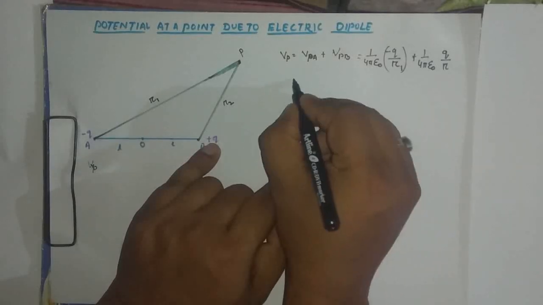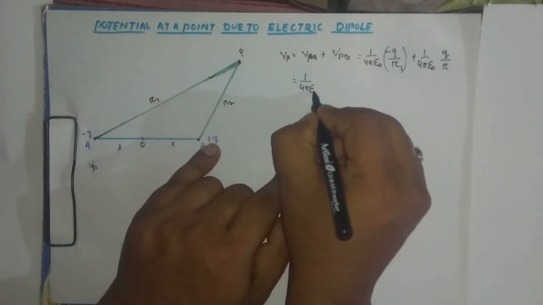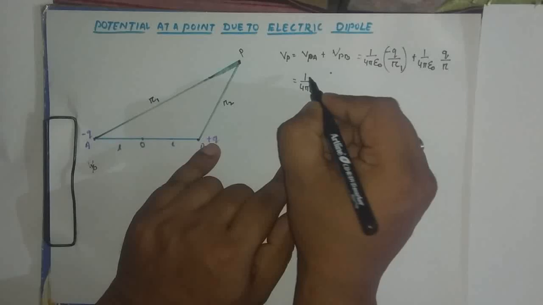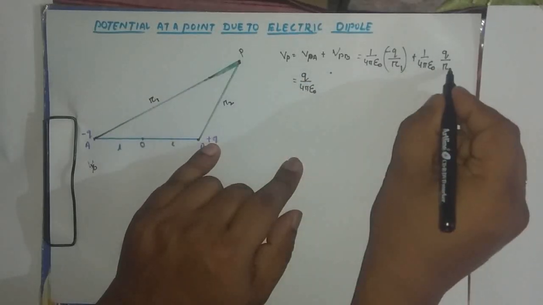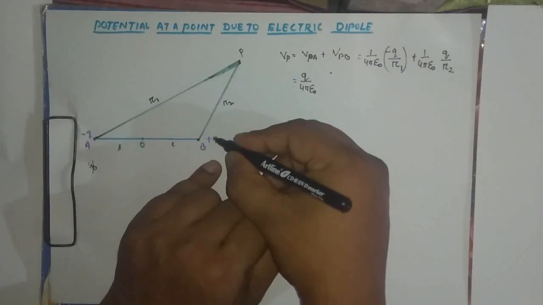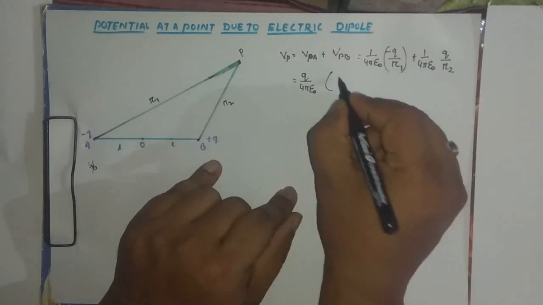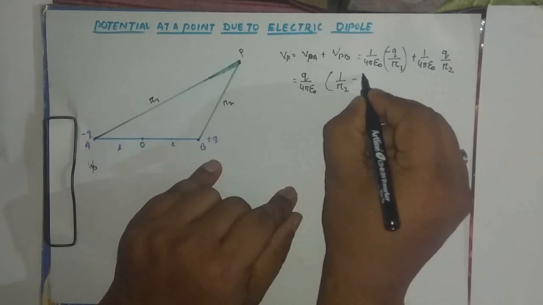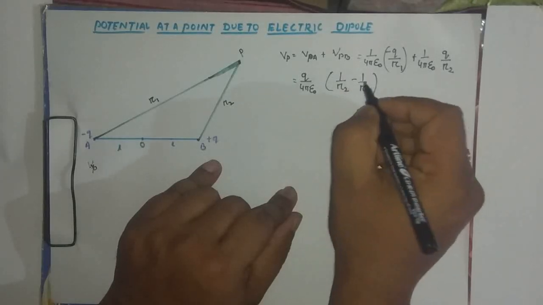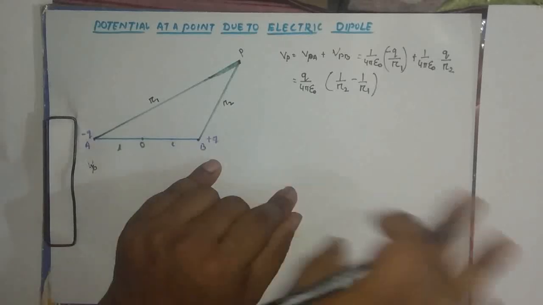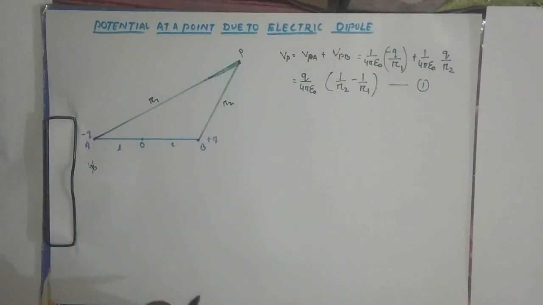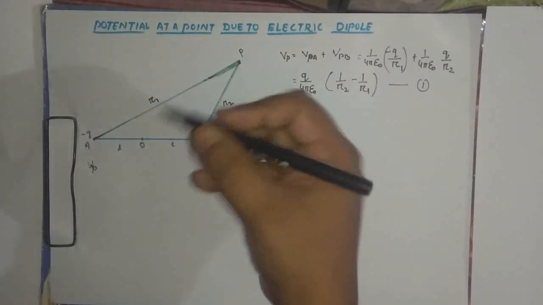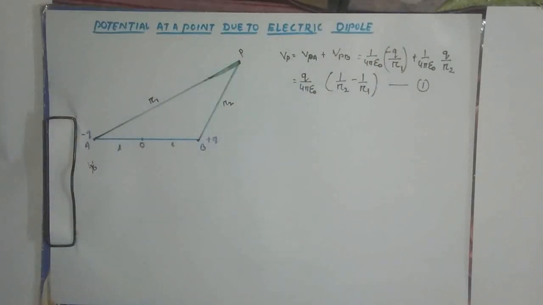So 1 by 4 pi epsilon naught is common. I can take Q also common. And this will be due to B, so the distance is R2. Let me simplify it: 1 by R2 minus 1 by R1. Let us mark it here. What is R1? AP. R2 is BP. Something we have to draw here.